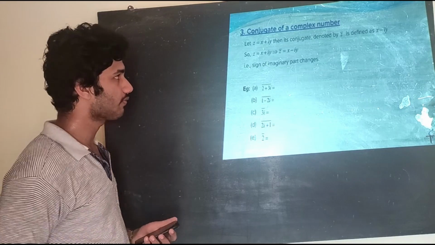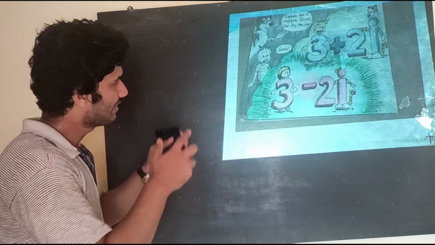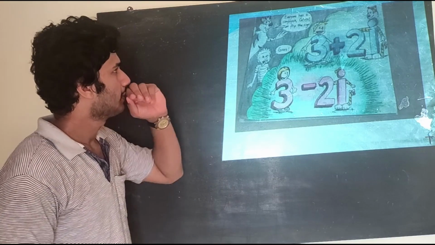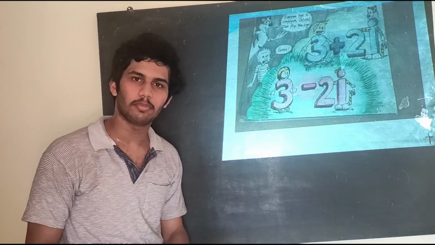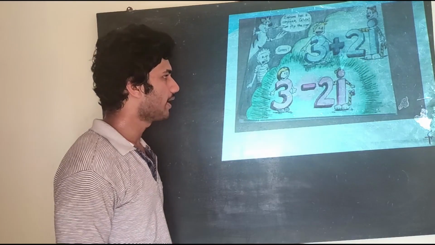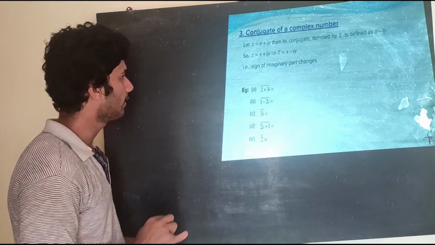Now, conjugate of a complex number. Let me move to one more style. This is a simple visualization, like a cartoon picture. For every complex number, to get the conjugate, just flip the sign. That's the meaning of conjugate. Here 2i is flipped into minus 2i. That's the meaning of conjugate. Move back to the slide.